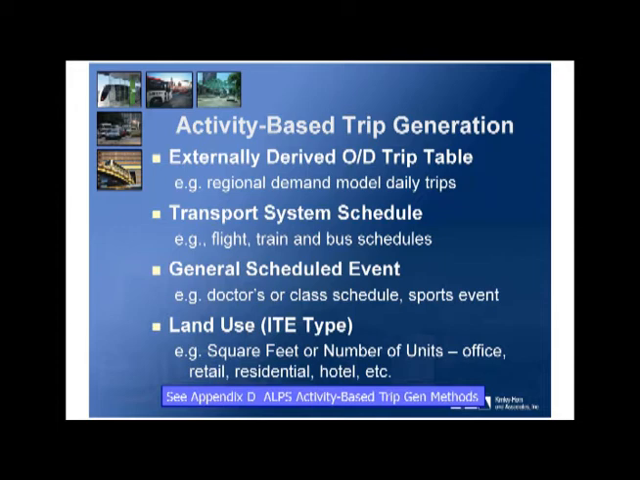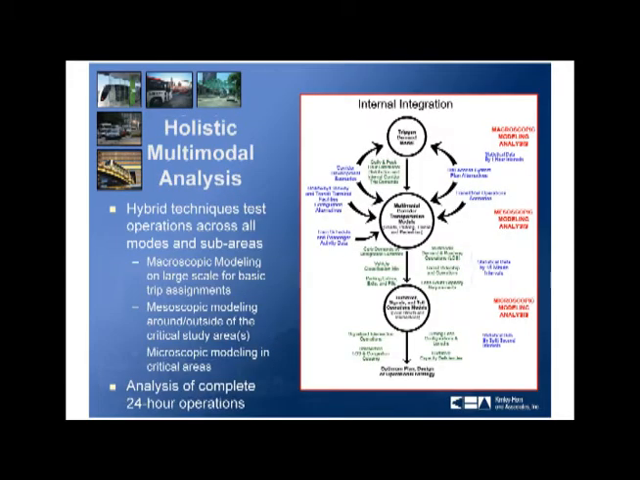A transport system schedule that might be a flight schedule or a train schedule. Another interesting one I've used in some projects just recently is a general event schedule. In the case I'm thinking of, it was a class schedule at a university where the input to the model was a class schedule and then it generated all the trips for pedestrian movements throughout the campus. Another example I'll show you later is major sporting events where maybe 40,000 people are going somewhere at a particular point in time. And then finally, of course, land use based trip generation.